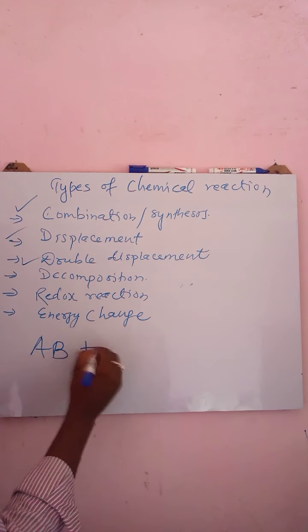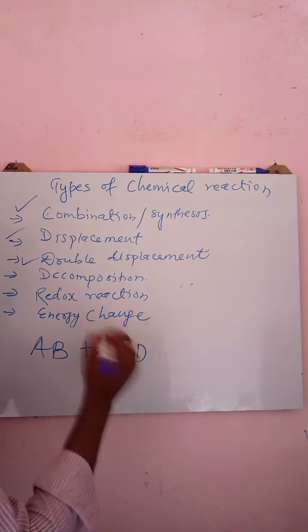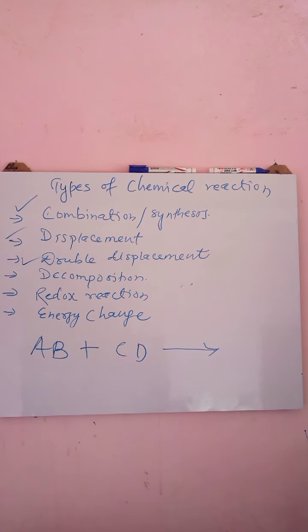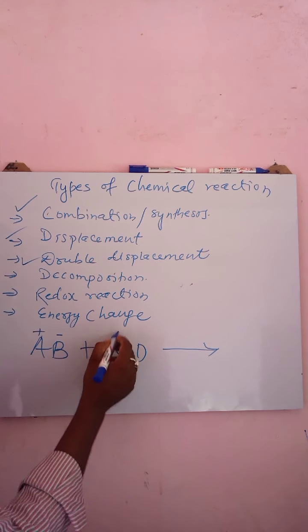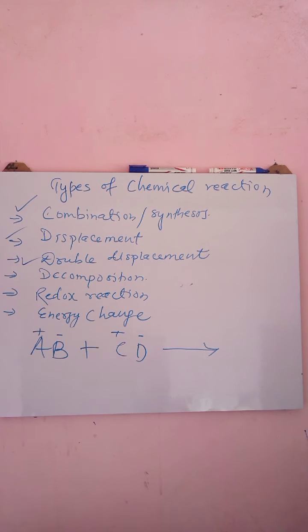AB undergoes reaction with CD to form product. Here, these reactants are ionic compounds in the form of solution. You can see here plus, minus, plus and minus. We all know in an ionic compound, the positively charged species is on the left hand side and the negatively charged species on the right hand side. In the same manner, I have written here these two reactants.